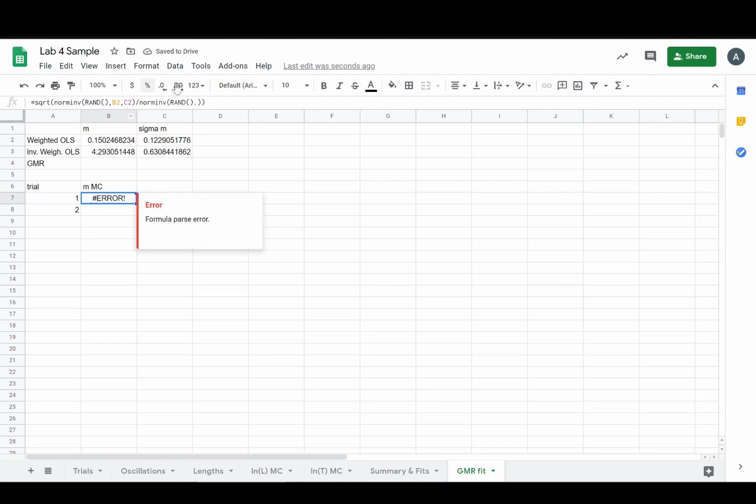Oops, we weren't done. Oh, I put a period, that's why. All right, sorry. Now we're still defining our inverted weighted OLS distribution. Comma, not period. Great. And then close. To finish this off, we need to make sure that these don't change when we change the rows. So we have to put a $ in front of every number.